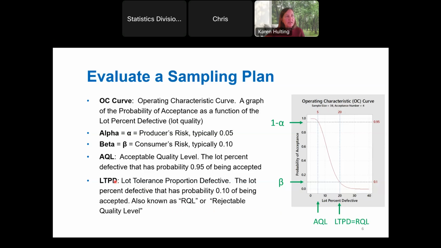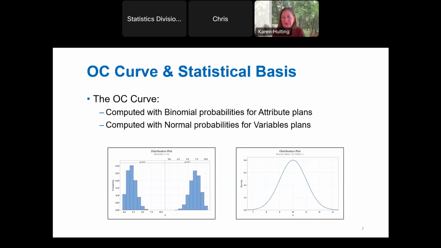This LTPD language is more historical, right? It's been used for longer. The RQL language was invented more recently to be parallel to the AQL language. But LTPD or RQL is trying to say what bad quality the acceptance plan will detect, and the AQL is asking what good quality, supposedly good but imperfect quality, the acceptance sampling plan will typically accept. Okay. So when you get the PDF of this, you may find that that's the slide you go back to, to really know what that AQL is defined as.